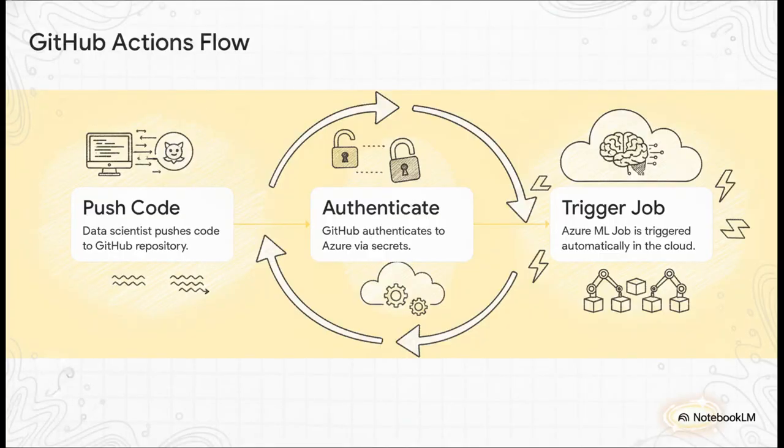And once your infrastructure is defined as code, you can use GitHub Actions to orchestrate the entire workflow automatically. It's a simple 3-step dance. Step 1, a data scientist pushes their updated code to a GitHub repo. Step 2, GitHub securely authenticates to Azure using stored secrets. Step 3, an Azure ML job is triggered automatically in the cloud. Honestly, this continuous integration and deployment pipeline is the holy grail of MLOps.